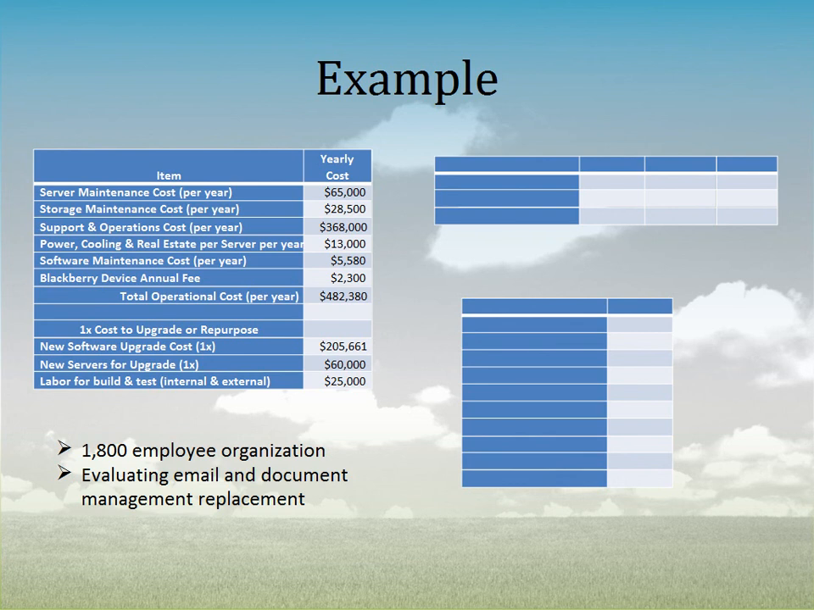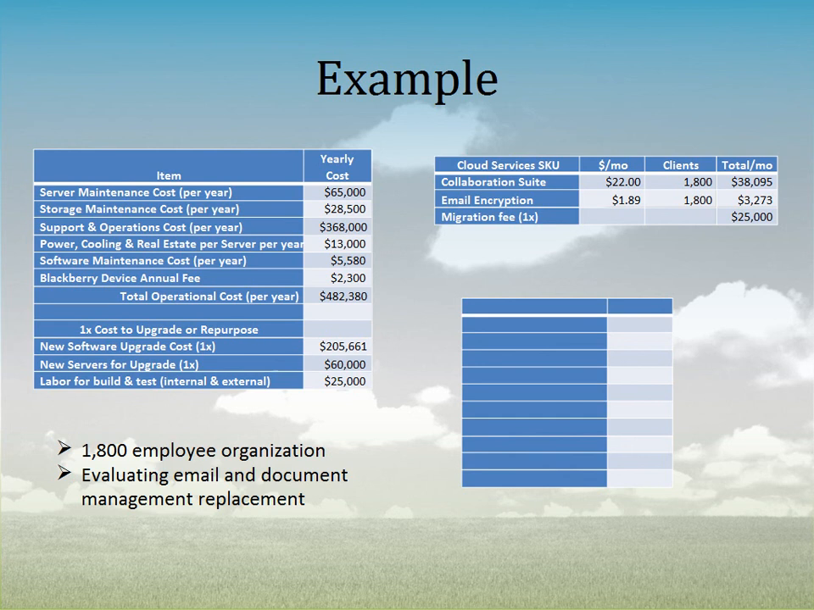And they were looking at saying, gee, if I want to upgrade this on-premise, do an upgrade to the latest version of software. This organization was on Exchange 2003, and they were looking to move to Exchange 2010. Exchange 2010 has a hard requirement for 64-bit servers. So there were some new servers they had to purchase, some new software they had to purchase, and then the labor to build and test that out.